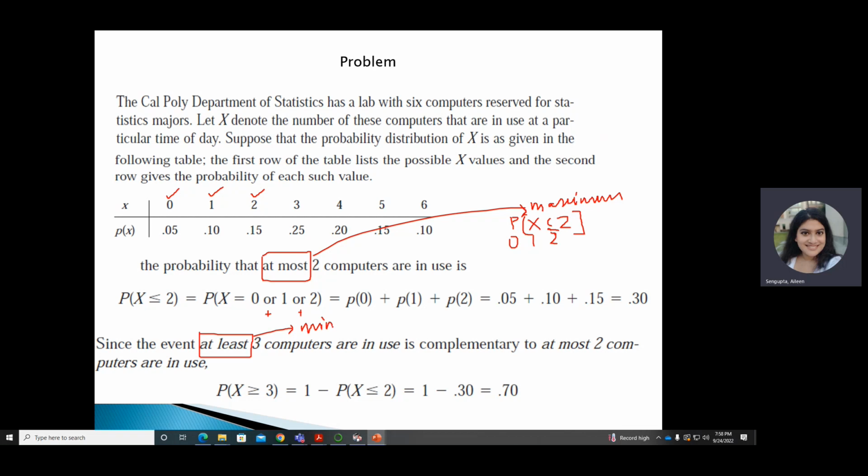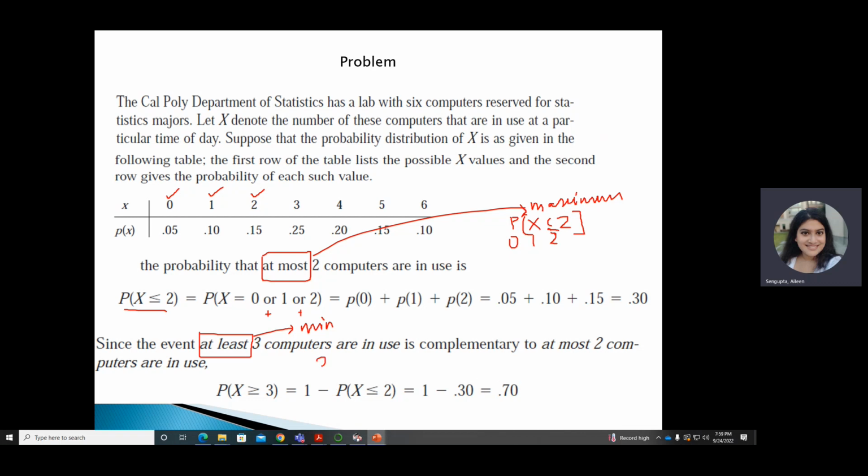So at least three computers, or you can read this problem as a minimum of three or more computers, right? So three or more computers are getting used. Now you can do it in three ways though. You can actually try adding up these probabilities, but a safer way of doing it is, you already know this one, right? So you just subtract it from one and get this value.